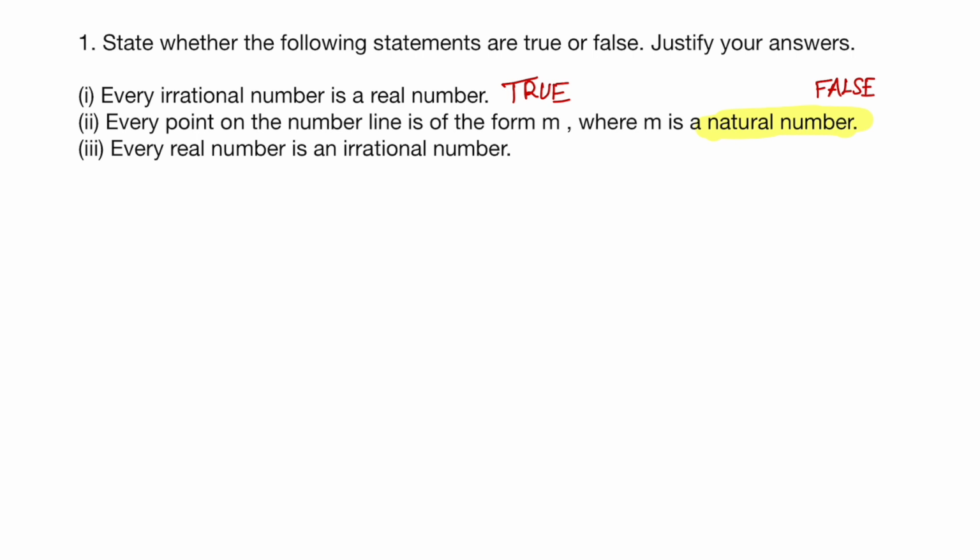Now moving on to the third question. Every real number is an irrational number. That also is false, because real numbers include rational numbers as well. Rational numbers plus irrational numbers combined together is what we call real numbers. So not every real number is irrational. This is what this question is all about. I hope you understood these things.